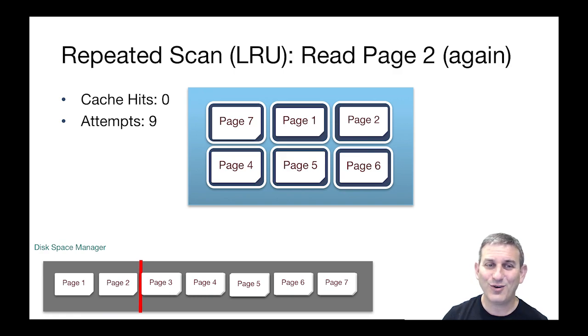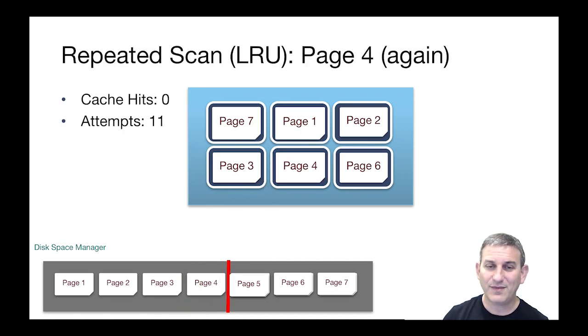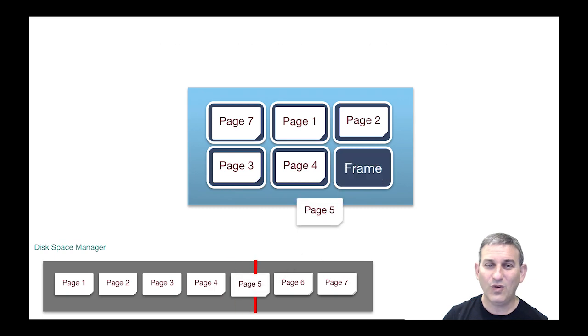You can see where this is going, right? So we're going to put page 3 where page 4 used to be. We're 0 for 10. And what's the next thing we have to look at? Page 4, right? You can see where this is going. Same thing happens with page 5. We are 0 for 12.